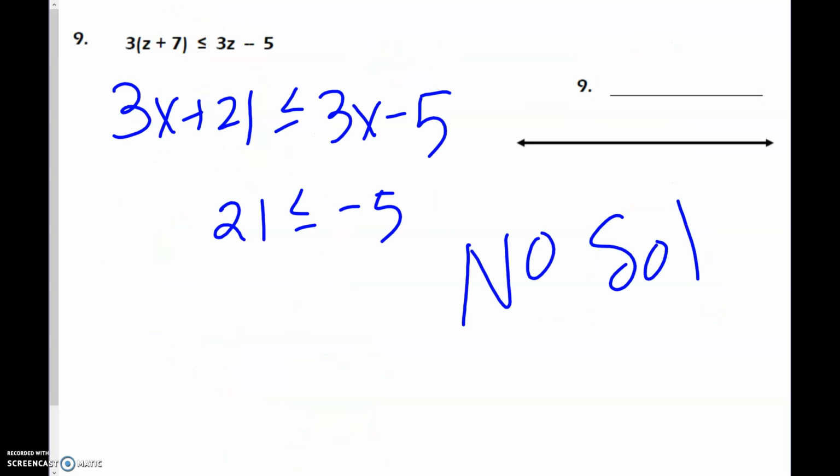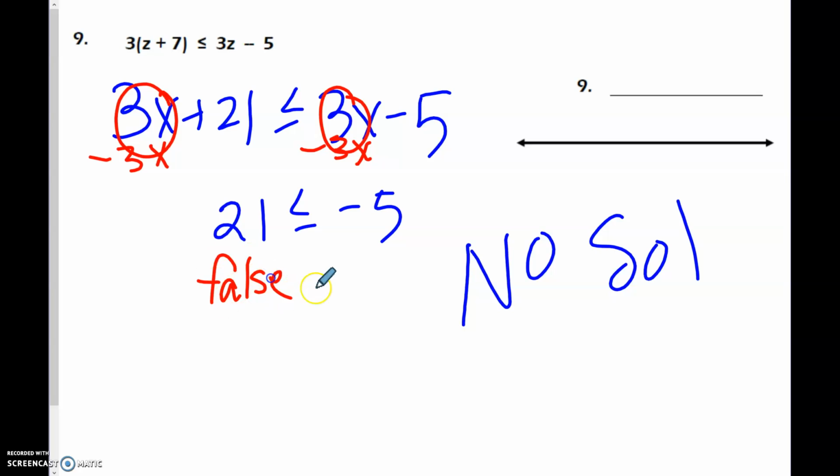All right, last problem here. Distribute 3z plus 21. Then I'm going to subtract from both sides. So what happens is this cancels out, this cancels out. So 21 less than -5. Well, this is a false statement. So we really have no solutions for the answer. Okay, so that is the final answer.